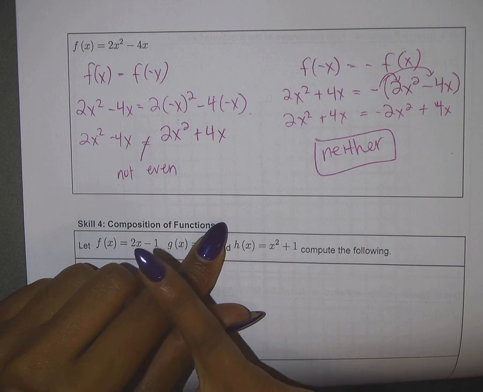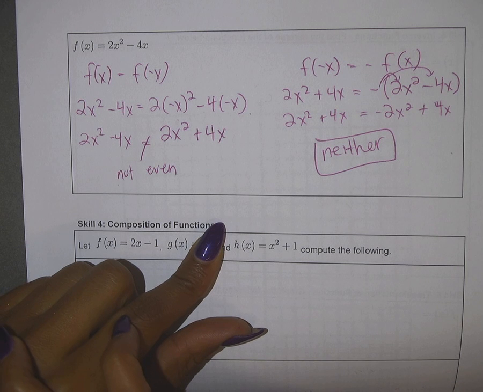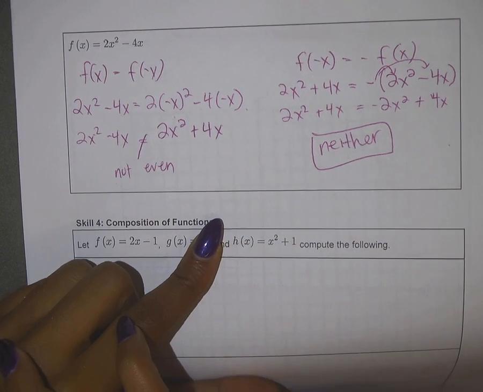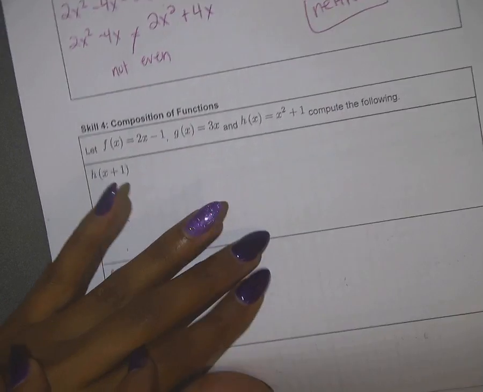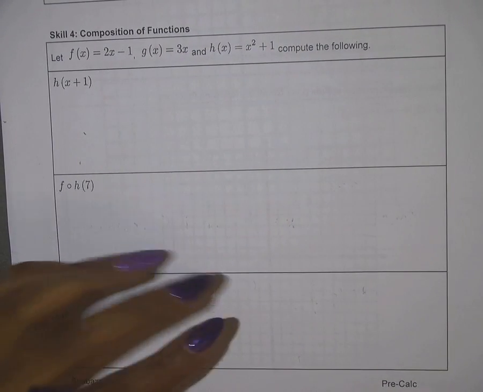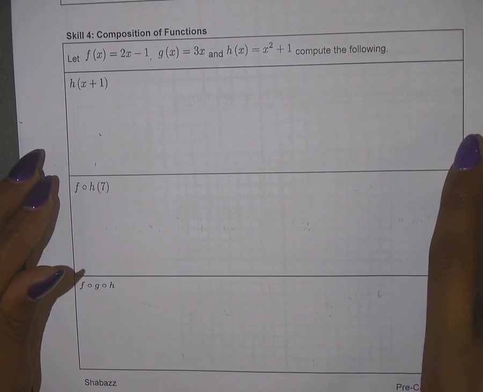All right. Do I have any questions on this one? Okay. All right. Moving on. Now let's go ahead and switch over to our beloved composition of functions.